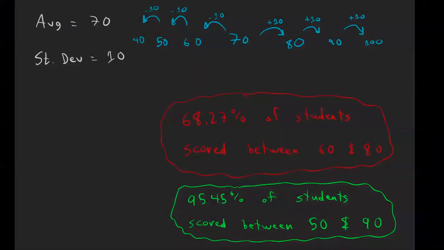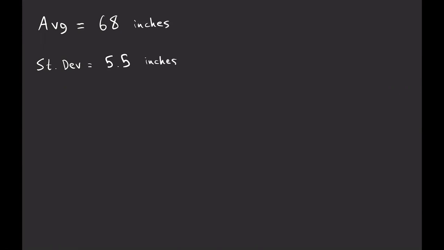Let's go ahead and do another example here. Let's say that we're talking about people's height in inches, and the average height in inches is roughly 68. Let's just say that. If I'm remembering correctly, I believe that's the average height of a male in the United States, 68 inches. So that's the average. I don't actually know the standard deviation off the top of my head. I'm going to make something up. Let's say that the standard deviation is equal to 5.5 inches. So we've got an average height and we have a standard deviation.